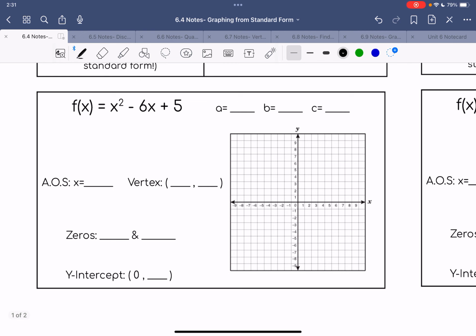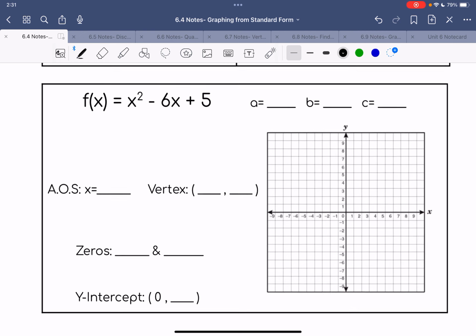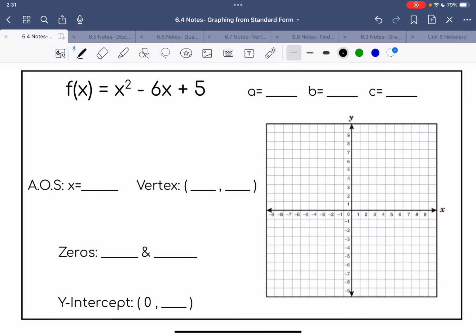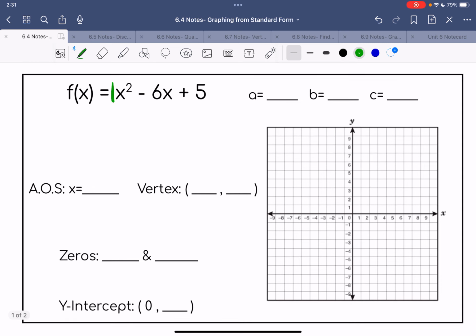Okay, so first quadratic, we've got x squared minus 6x plus 5. We are going to always start by writing down our a, b, and c. Our a value is 1, our b value is negative 6, and our c value is 5. We're going to find our axis of symmetry, which we abbreviated to AOS here, just because we cannot fit the words axis of symmetry 1,000 times when we're trying to fit so much else on a problem.